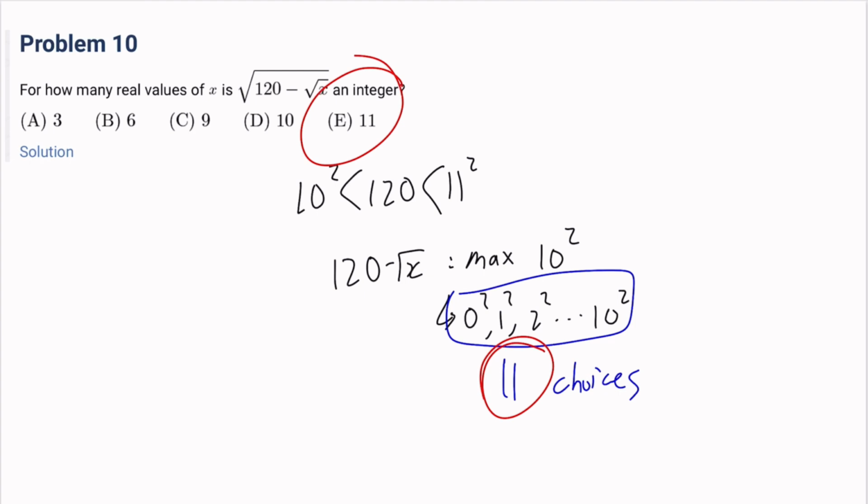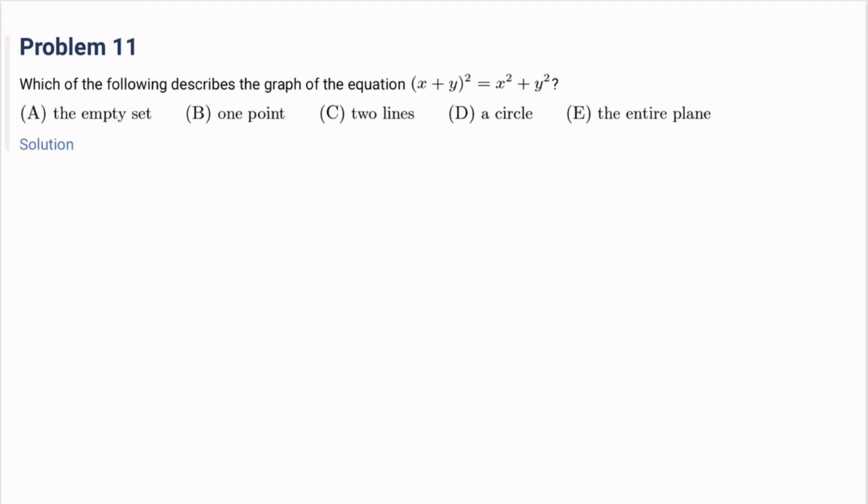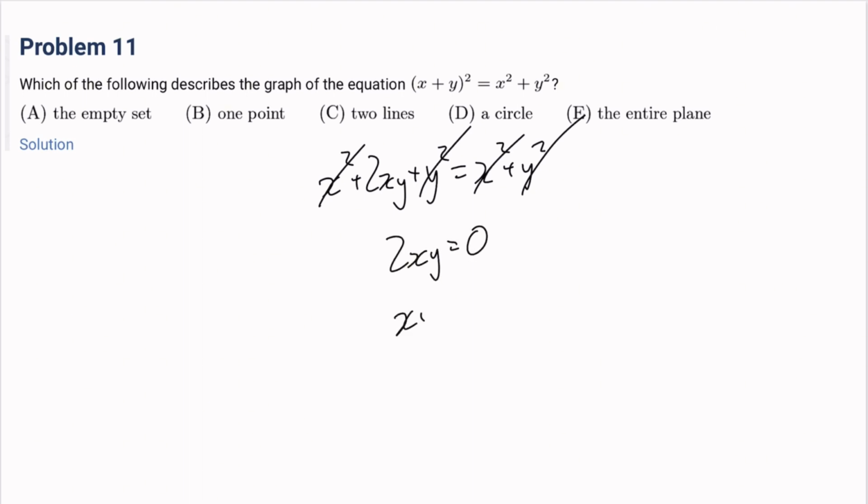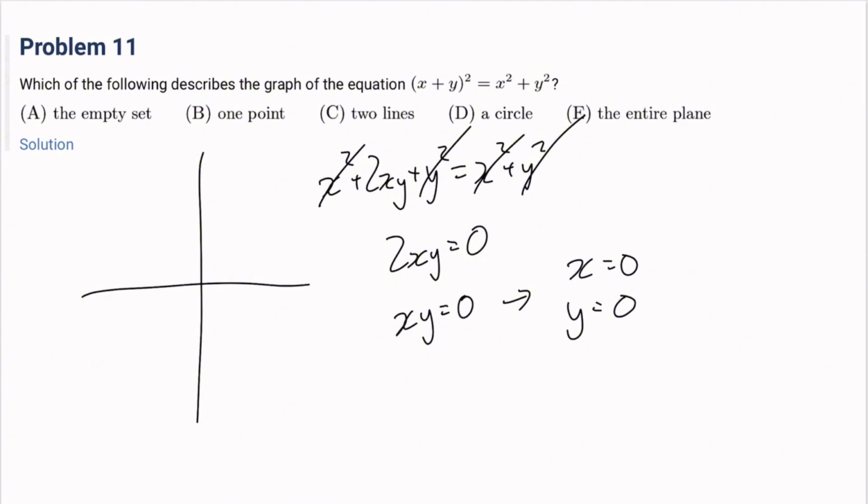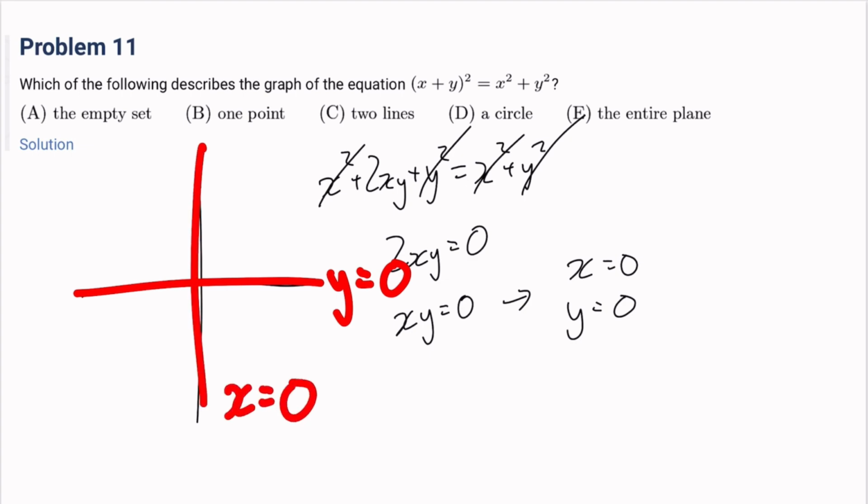It's E. Number 11, which of the following describes the graph of the equation this? Okay, so if we expand that, that's going to be x squared plus 2xy plus y squared equals x squared plus y squared. So x squared cancels, y squared cancels. So that gives us 2xy equals 0. That gives us xy equals 0. That means either x equals 0 or y equals 0, right? And so if we have a coordinate plane, then it's going to be either this line, y equals 0, or this line, which is x equals 0, right? So that's just two lines.